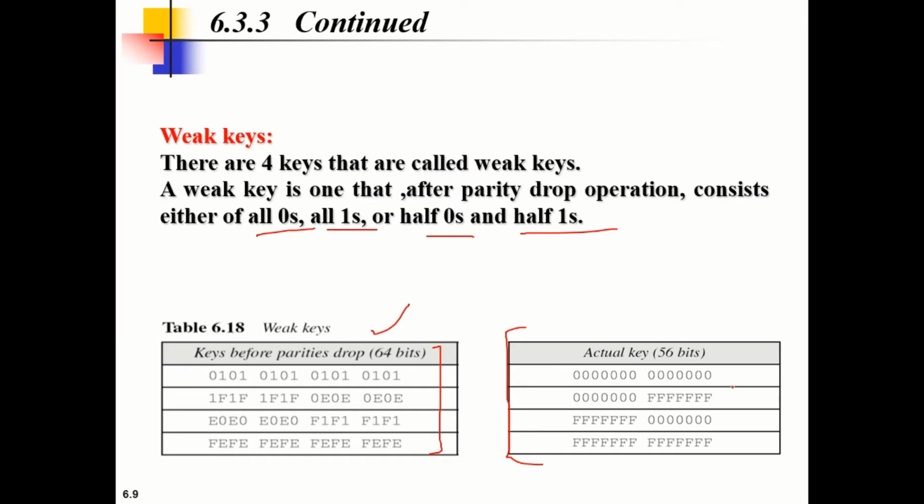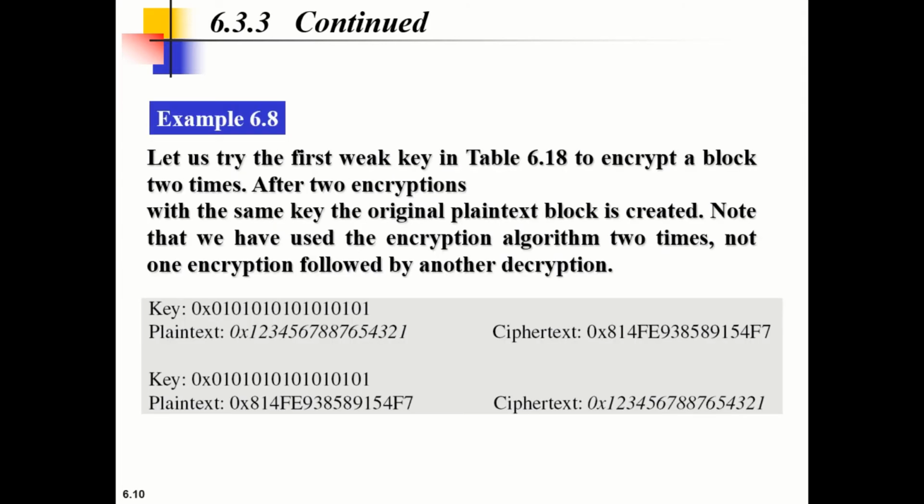So here you can see either this key has all values as 0 or as 1, or half zeros or half ones. Okay, so we call these kinds of keys weak keys, right? So now what is the disadvantage of using these weak keys in DES? Now after two encryptions with the same key, the original plain text block is created.